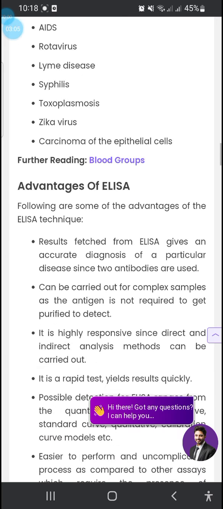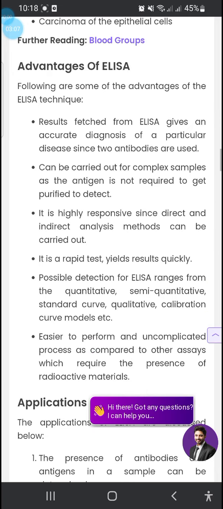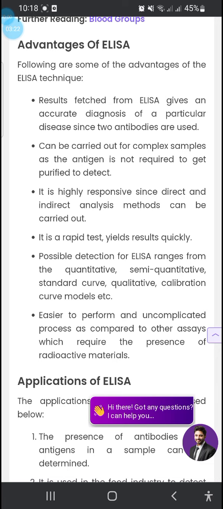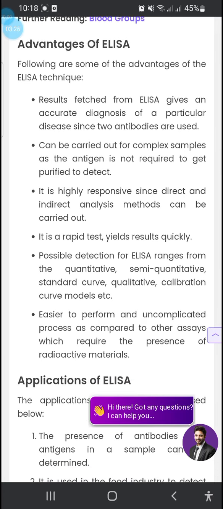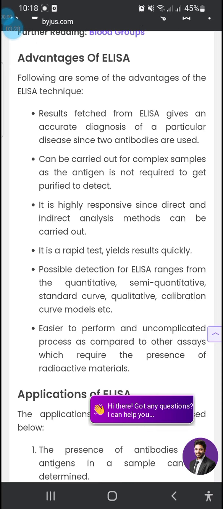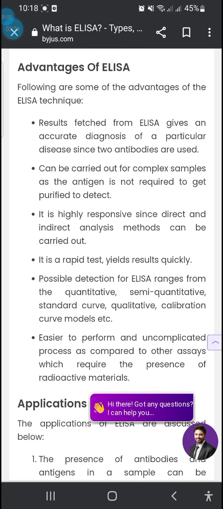Next, advantages of ELISA. Following are some advantages of the ELISA technique. Results from ELISA give an accurate diagnosis of a particular disease since two antibodies are used. It can be carried out for complex samples, as the antigen is not required to be purified to detect it. It is highly responsive since direct and indirect analysis methods can be carried out.